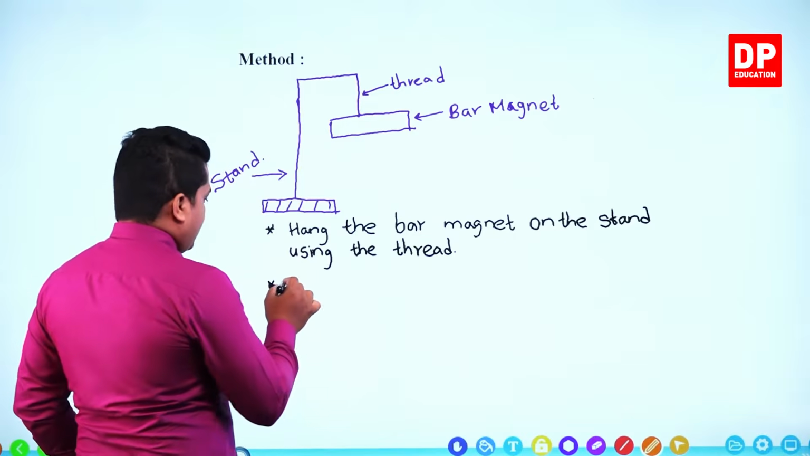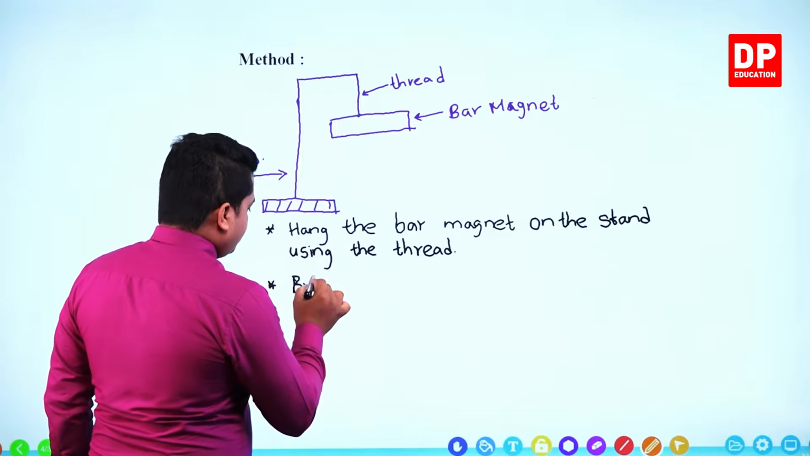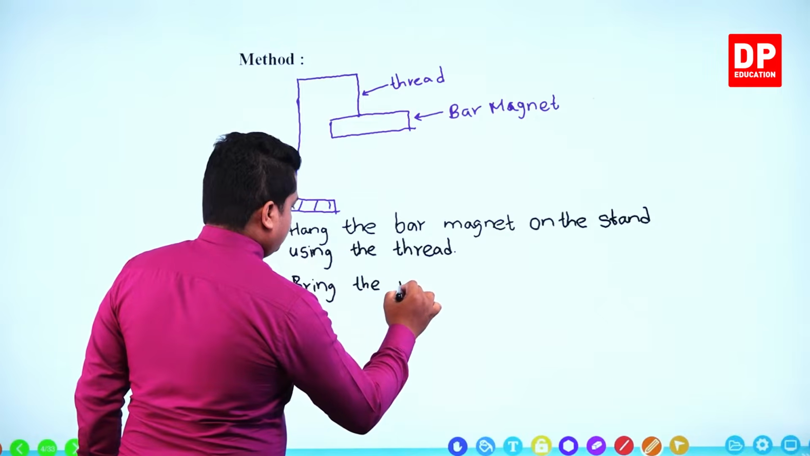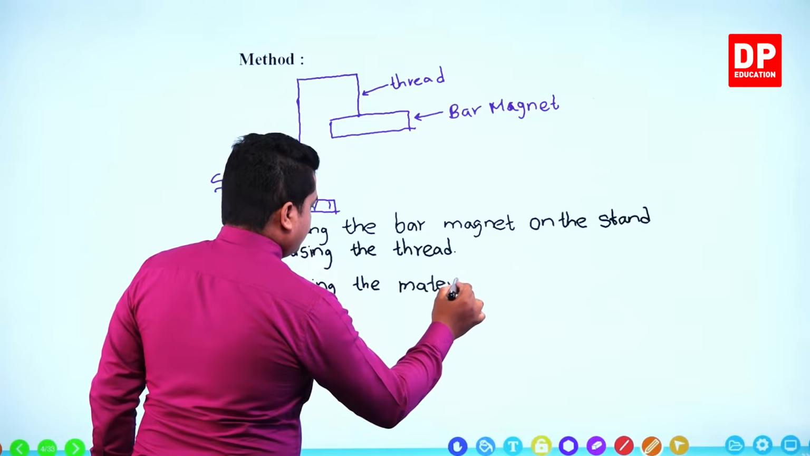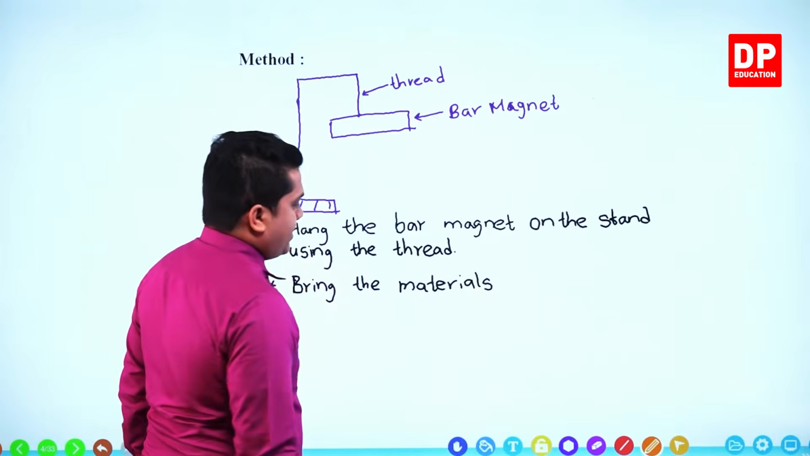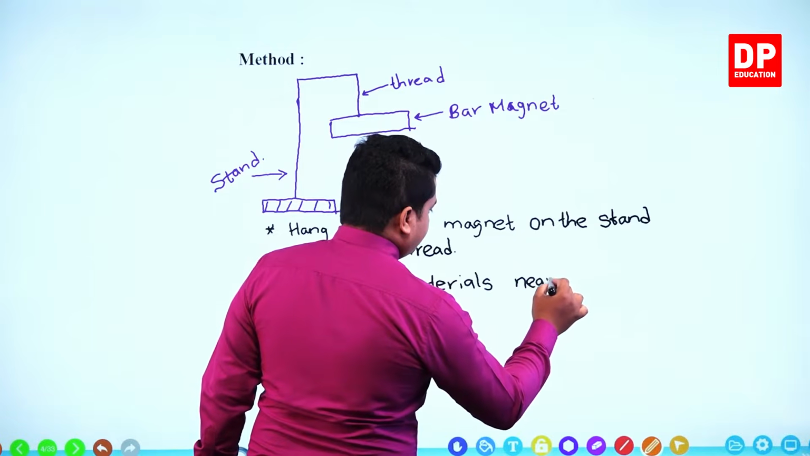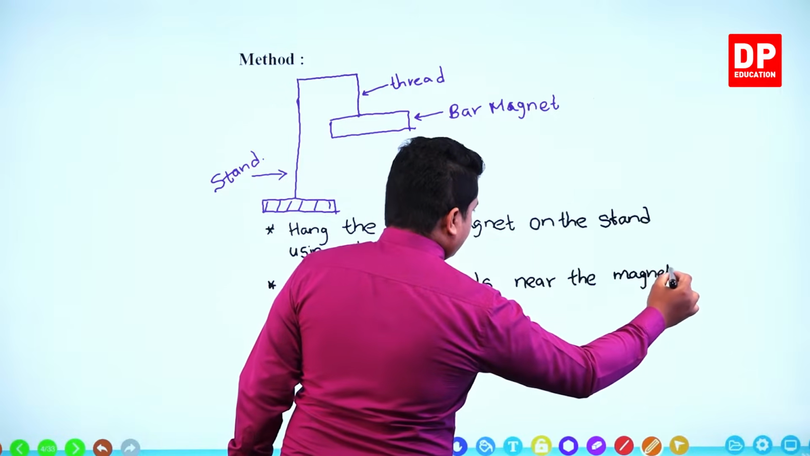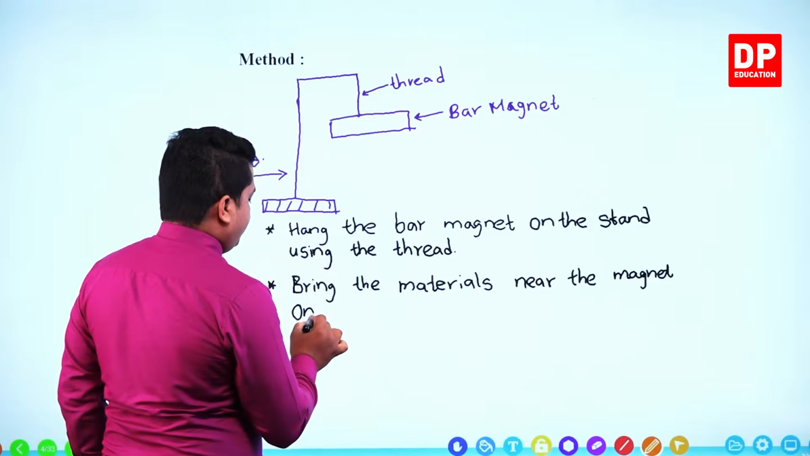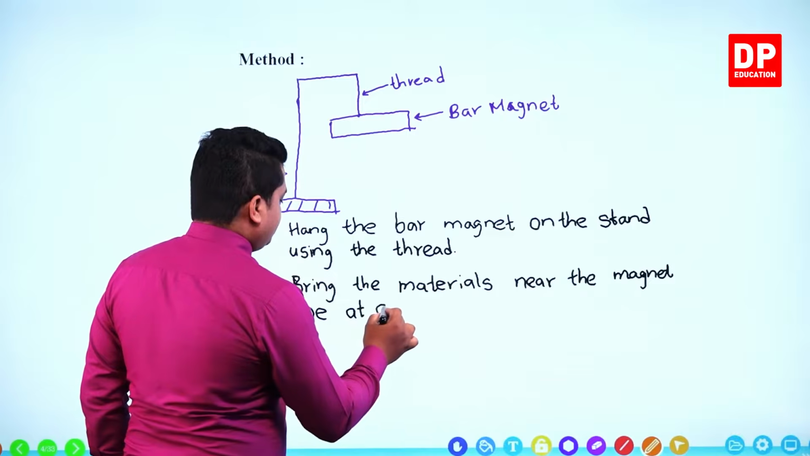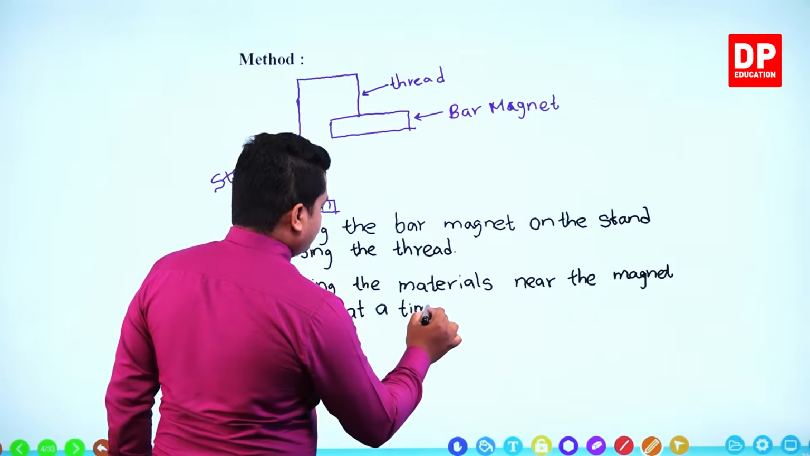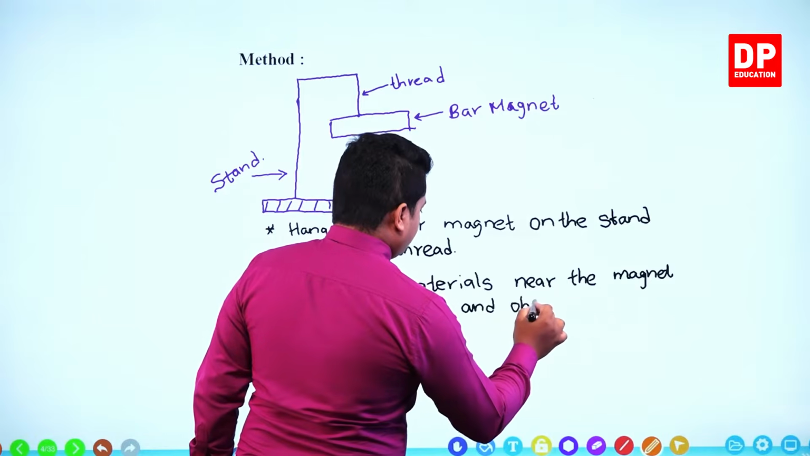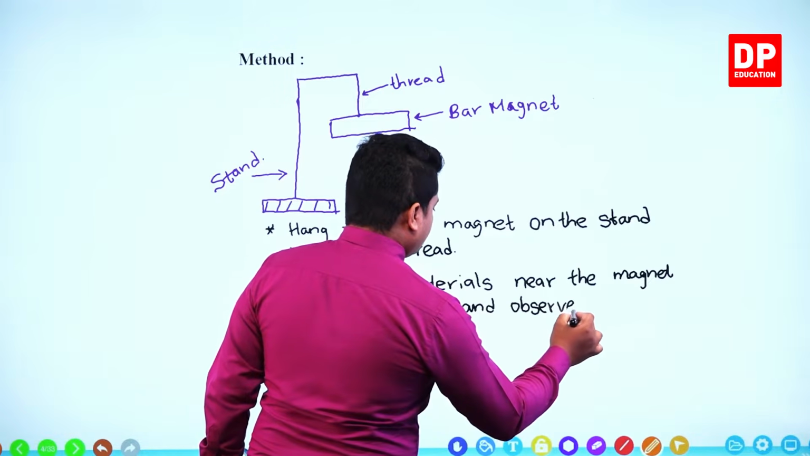So the next step: bring the materials near the magnet, one at a time, and observe the changes.